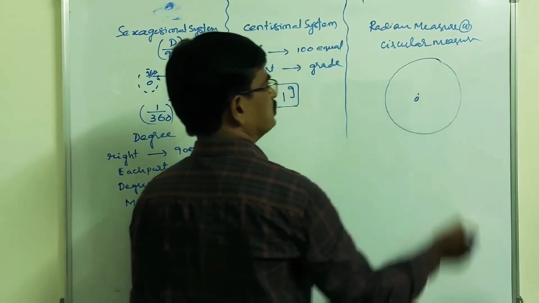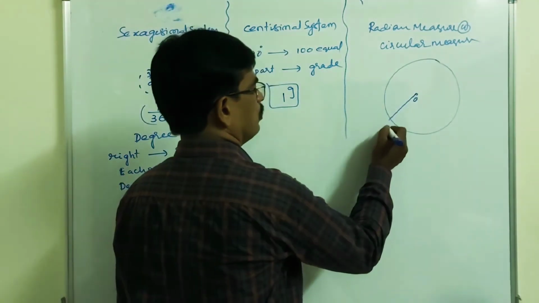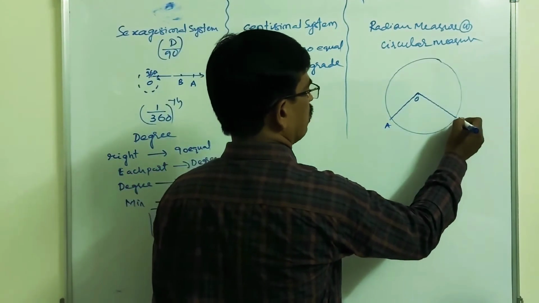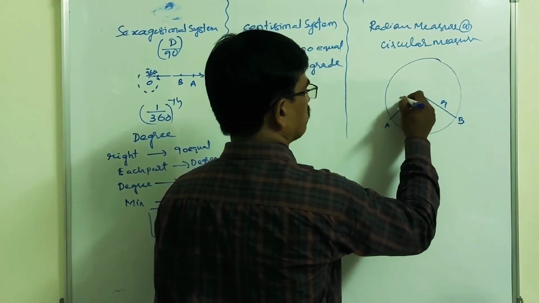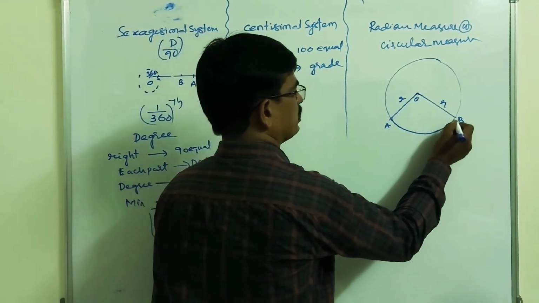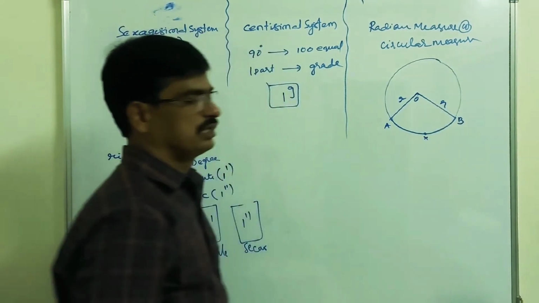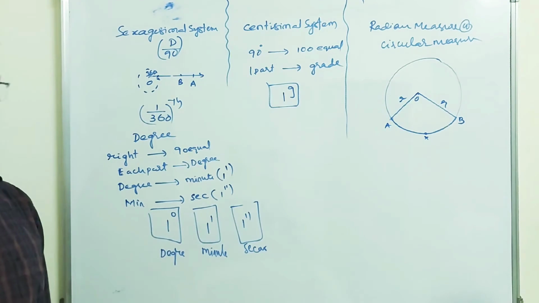O is the center of a circle. OA and OB are radii of the circle. AB is the arc. Let X be a point on arc AB.